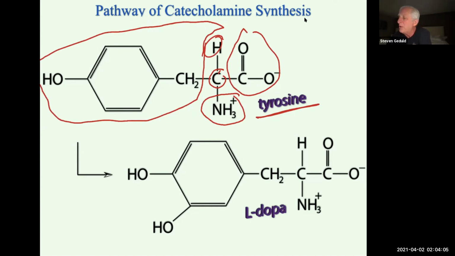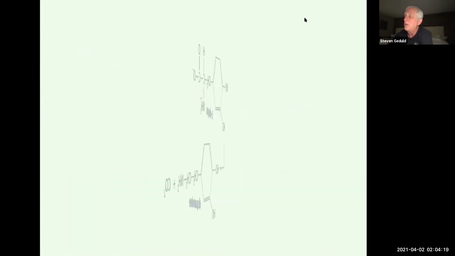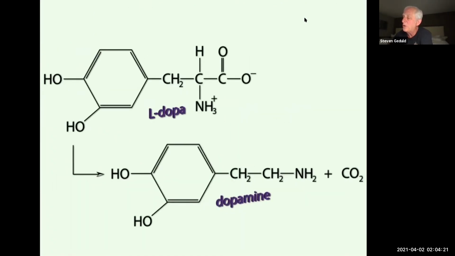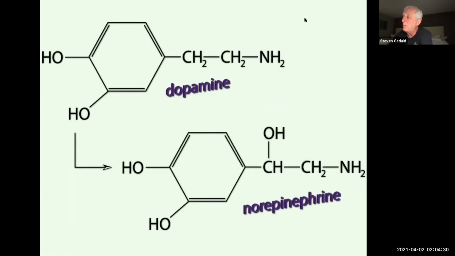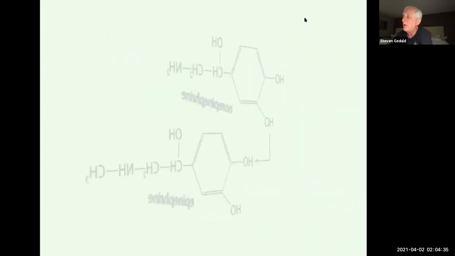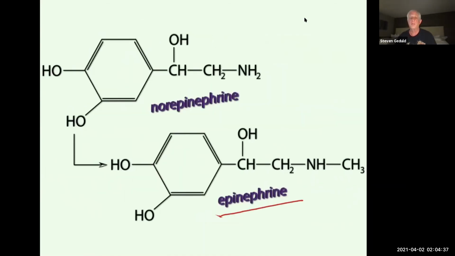Okay, there's tyrosine. And then tyrosine is converted into what's called L-DOPA, which we talked about. L-DOPA just adds another OH group onto the aromatic ring. Then L-DOPA gets converted into dopamine in the brain, a modification of the R group again. And then dopamine gets converted into norepinephrine. Norepinephrine gets converted into epinephrine, which is adrenaline.